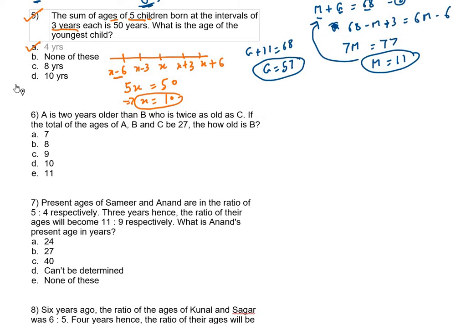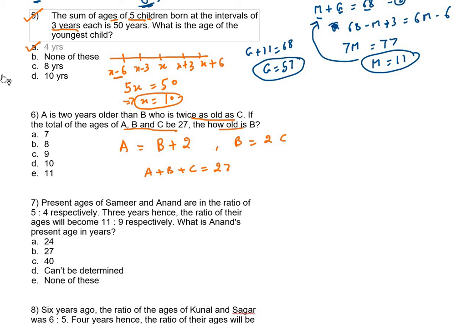A is 2 years older than B. Okay, let the age of A be A and B be B. So A is 2 years older than B, so A equal to B plus 2. Who is twice as old as C? So B is 2 times C. If the total of the ages of A, B and C is 27, so A plus B plus C equal to 27. How old is B?